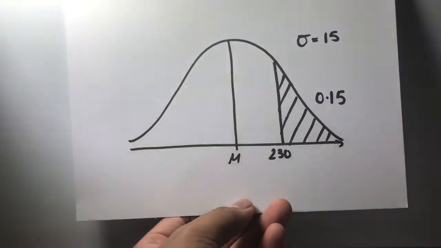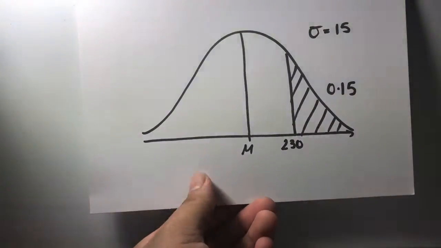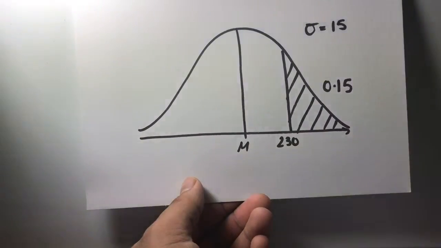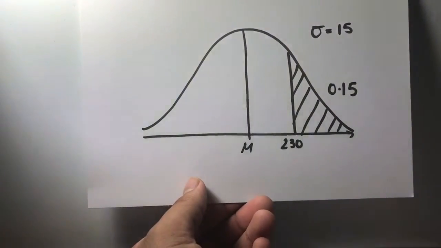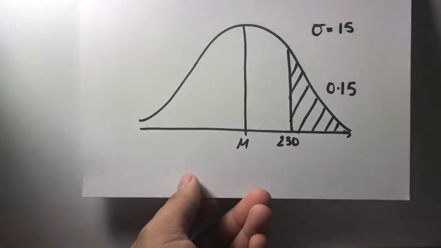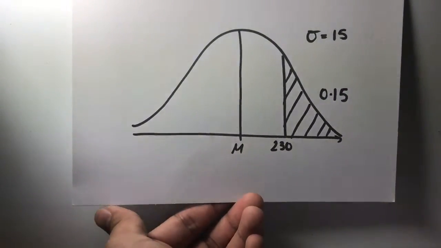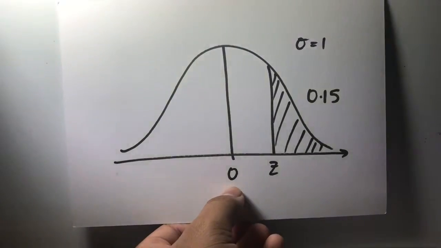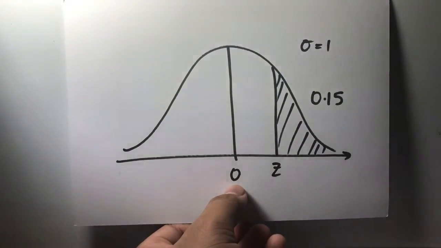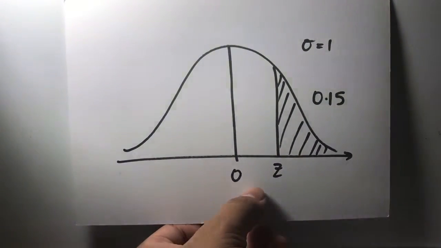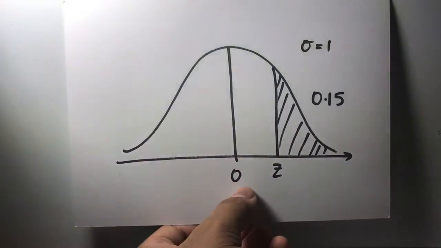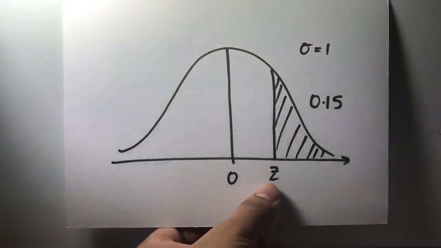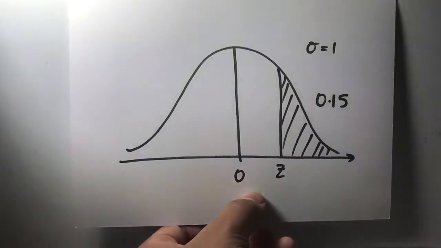However, we cannot go on that; we need to figure out what z is first. And the z formula is z equals x minus mu divided by standard deviation. And with that, we need to draw another graph, which should look like this. Instead, we should have a mean of 0, a standard deviation of 1, but the area is still kept as 0.15, although we are now trying to figure out what z is, which was where the 230 was.